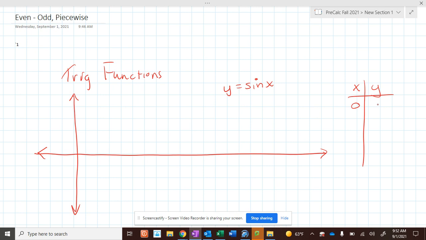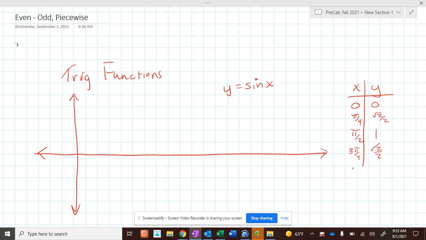The sine of 0 is 0. The sine of 45 degrees, which is called pi over 4, is 1. No, it isn't. Square root 2 over 2. The sine at pi over 2 is 1. And then at 3 pi over 4, it's square root 2 over 2.